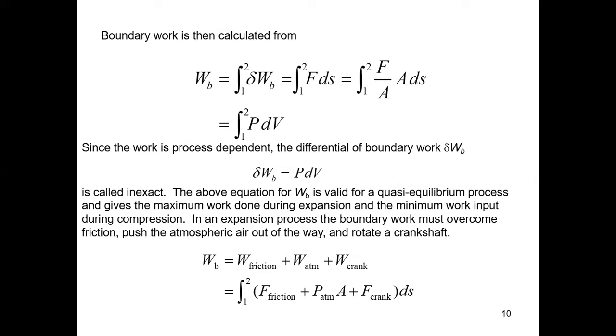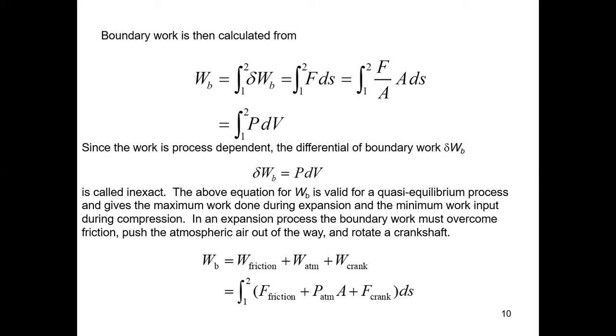Total boundary work is equal to the integration from position 1 to 2 of the differential boundary work, which is F times ds. F times ds can be written as F divided by A multiplied by A ds. Why do we do that? Because F by A is pressure, force divided by area, and A times ds is volume. So boundary work is pressure times the change in volume.